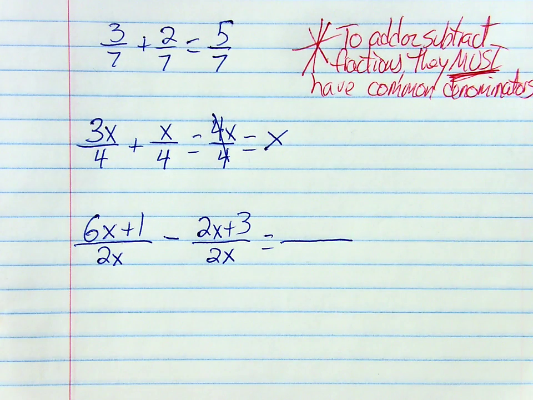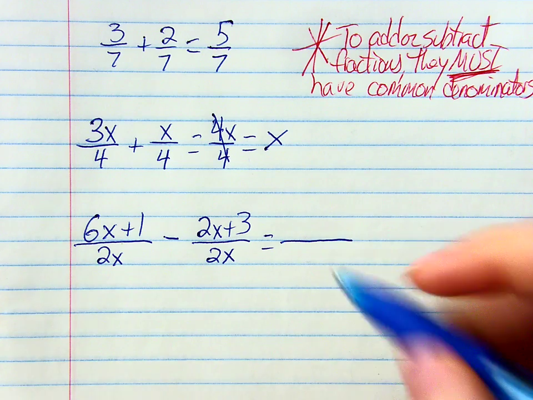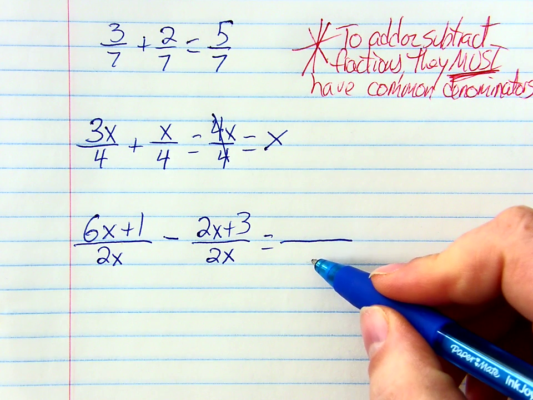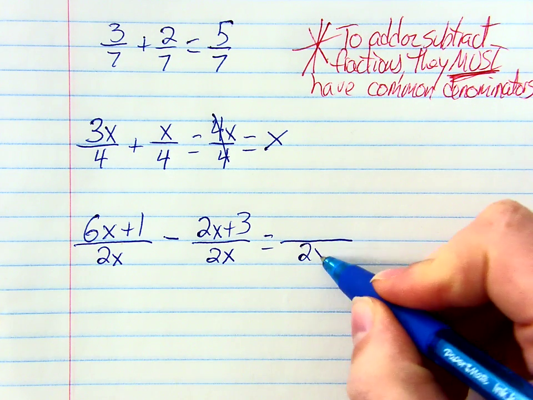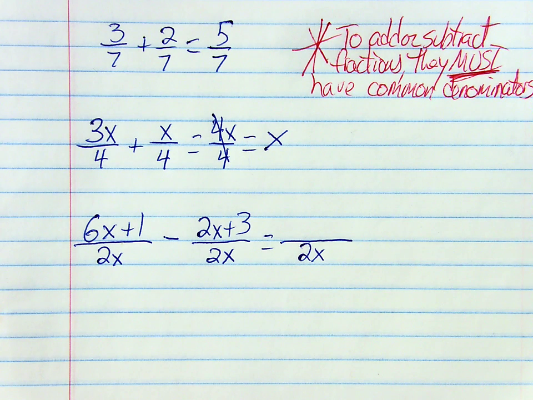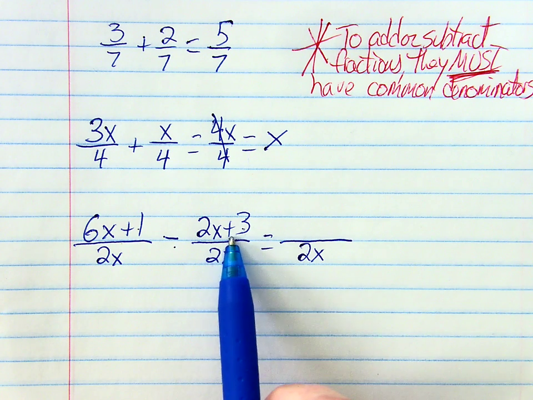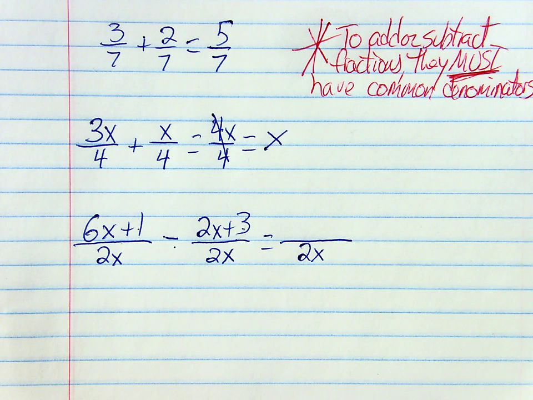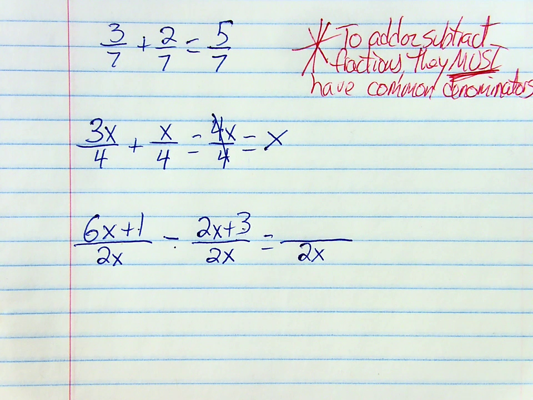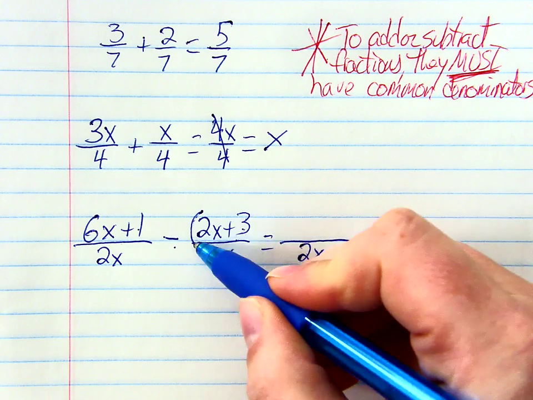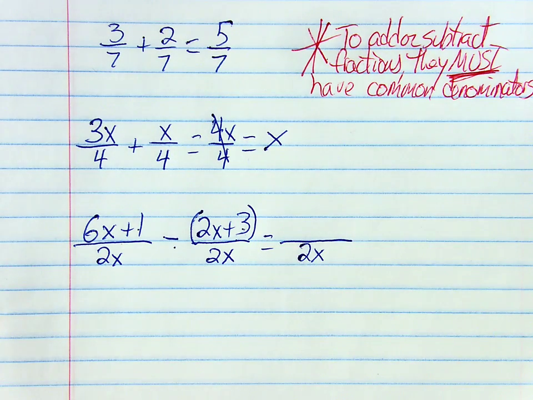Do I have common denominators? Yes. So my new denominator of my answer is going to be what? Still 2x. The denominator is not going to change. Now I have to worry about the numerators. I'm asking you to take this number and subtract this number. It's going to end up being 4x minus 2. Why? Exactly. You're subtracting this whole number.